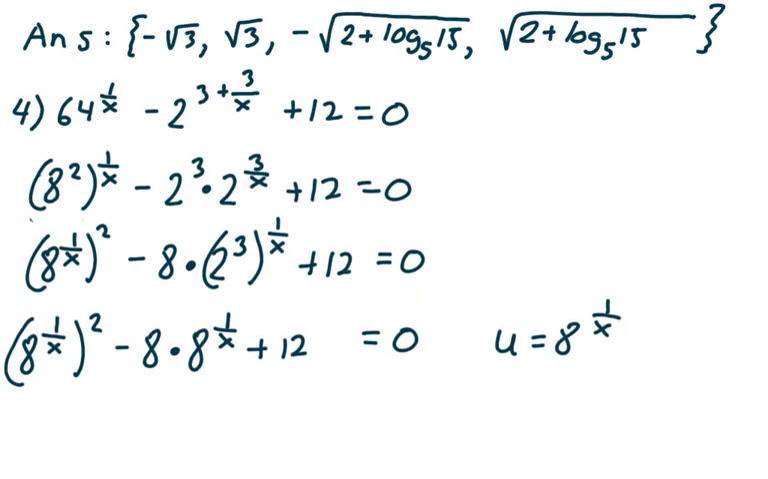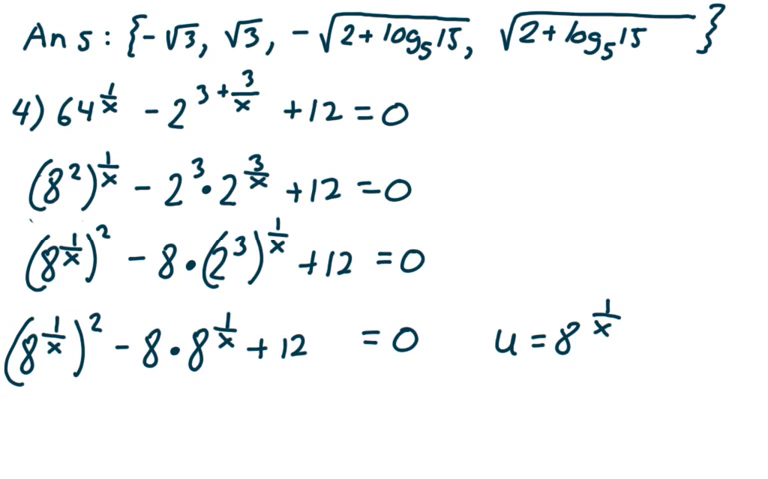And so the answer to example 3 is the set containing negative root 3, positive root 3, negative the square root of 2 plus log base 5 of 15, and square root of 2 plus log base 5 of 15. Let's take a look at example 4. And you notice the difficulty level increases as we're going through these examples.